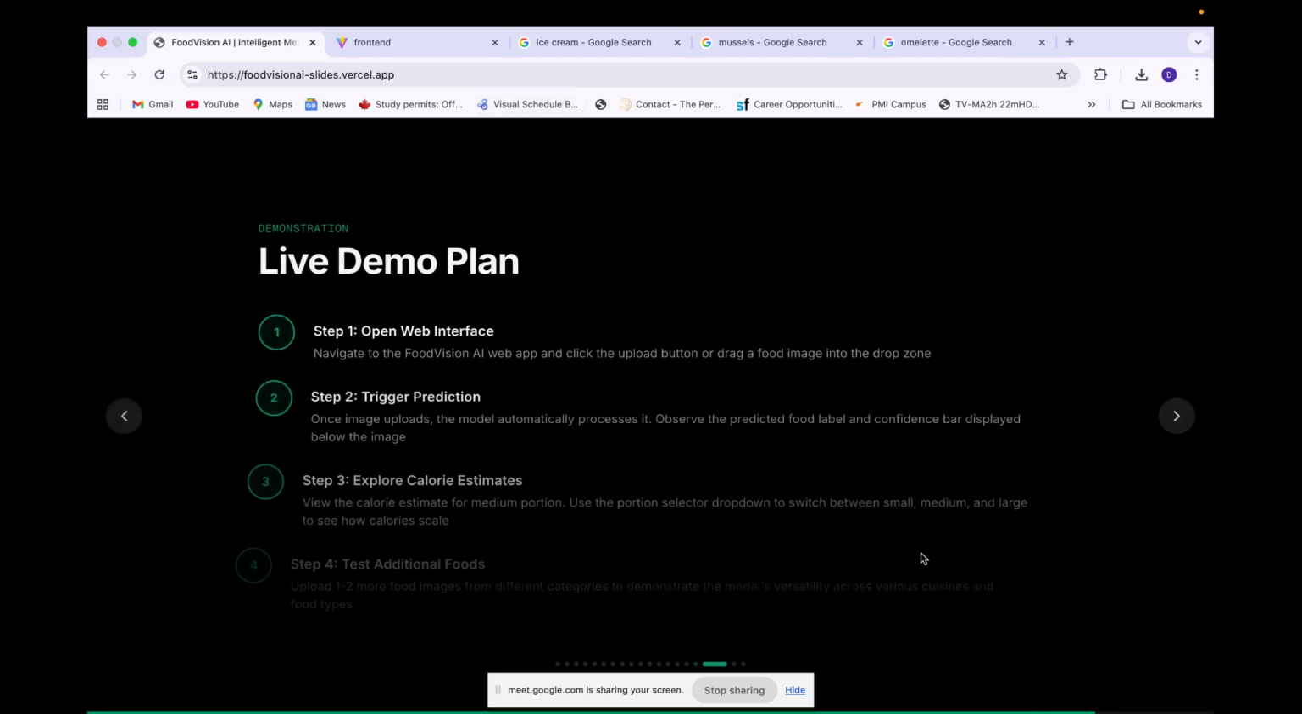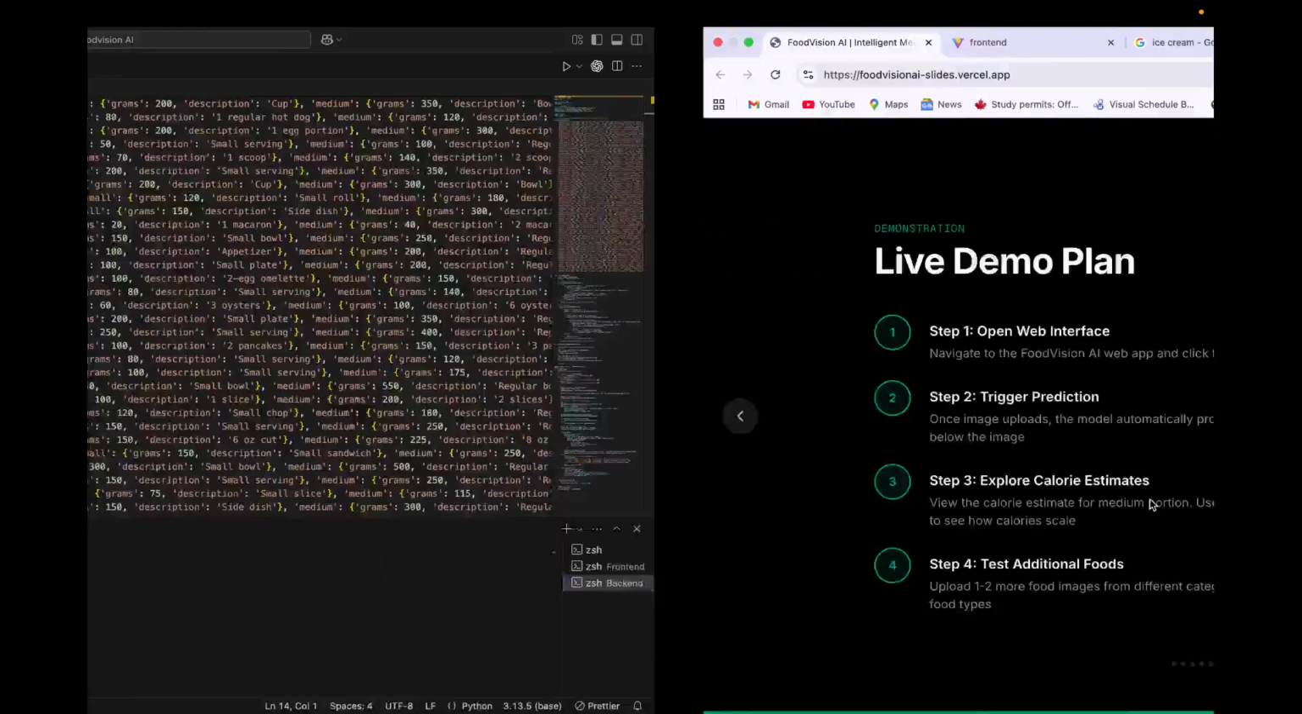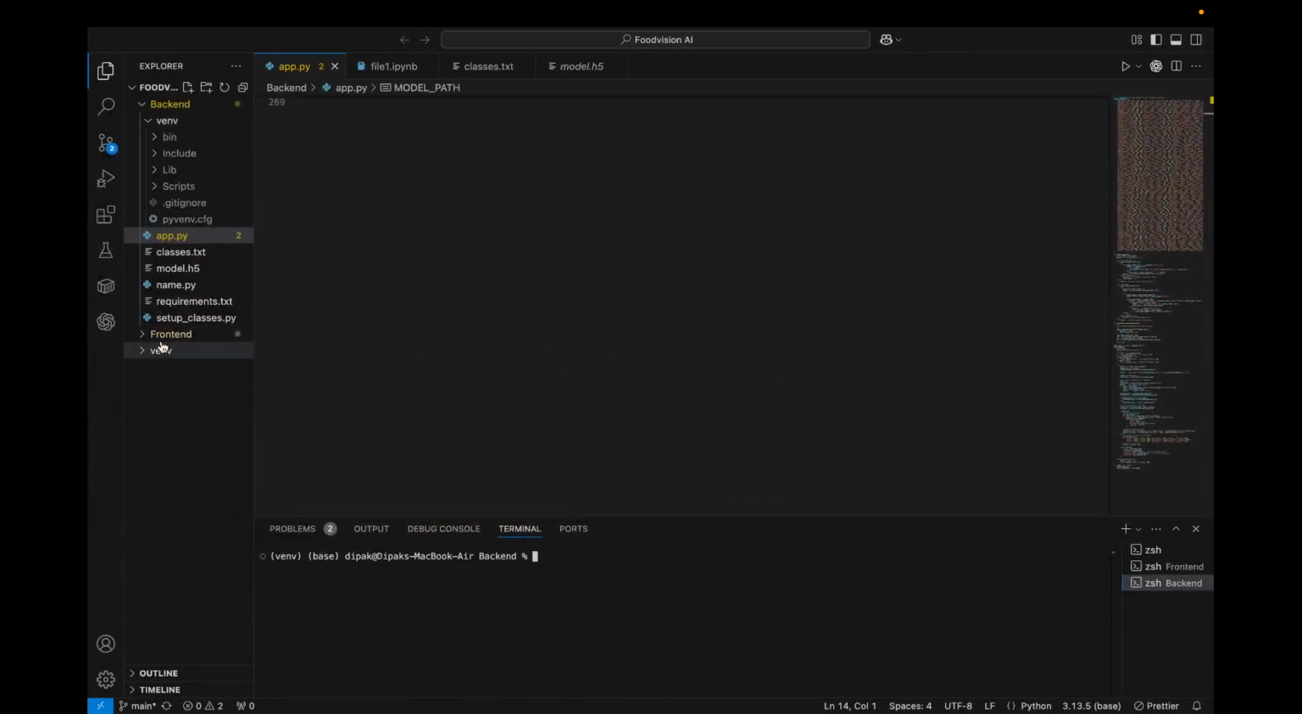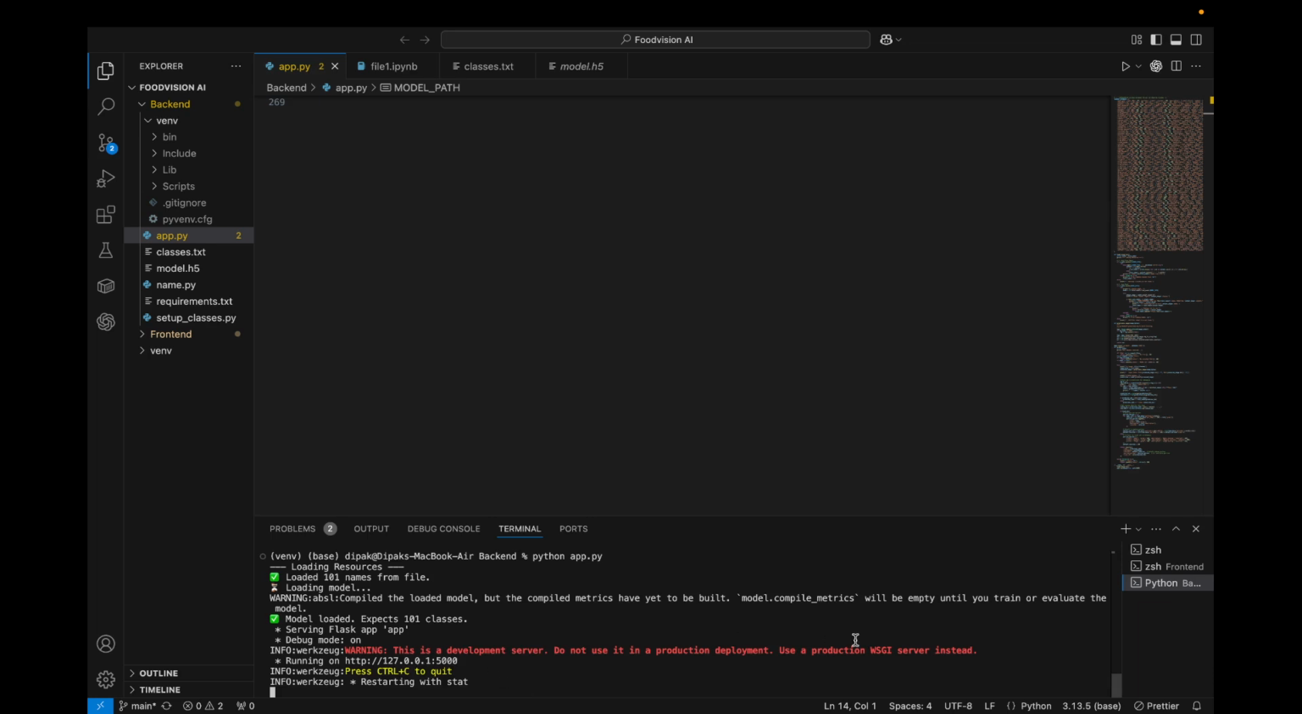Alright, so now we'll go to the demonstration. Right now this is our local code repo. We have backend and front end. In the backend we have a .h5 file, which is our model file. To run this, the first thing is we need to run the backend. So if we do python app.py, our backend will start to run.